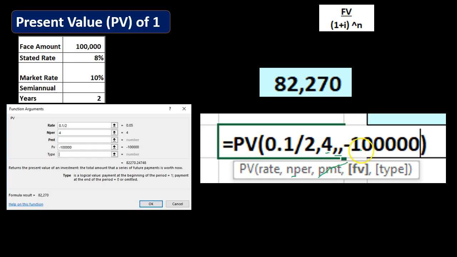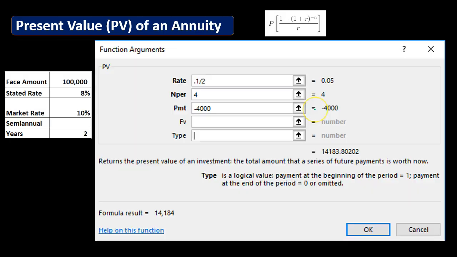And then we put the negative 100,000. That negative just to flip the sign. That's the only reason you have a negative. Otherwise, it would result in a negative answer. So it has a positive answer. It would be negative. Okay, so then we put the 100,000. That gives us the 82. Okay, so then we have the present value of the annuity, which is this formula.